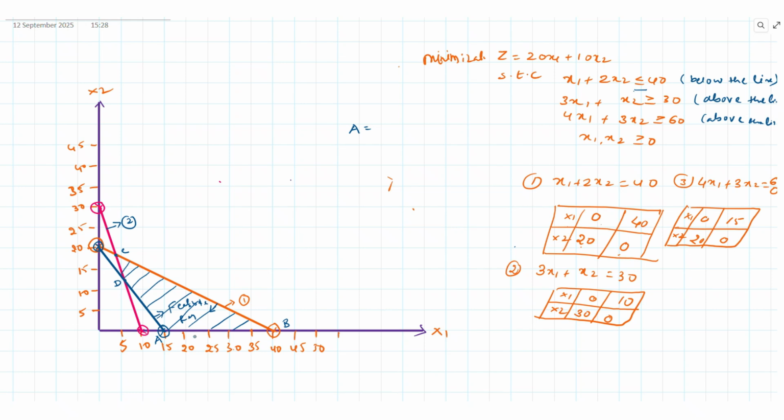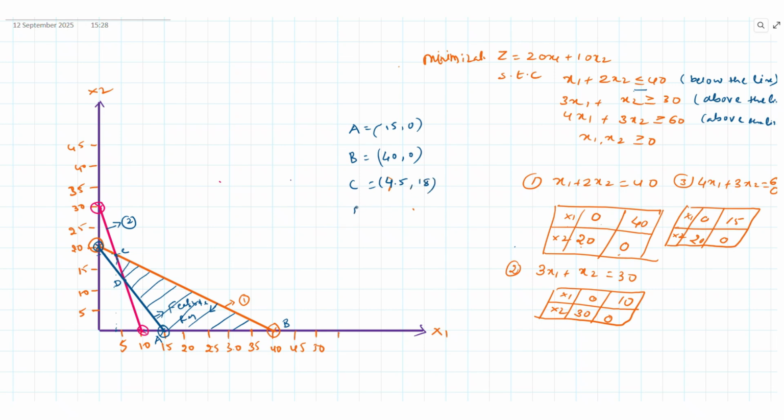For corner A, what are the coordinates? Along the x-axis, it is 15 comma 0. For B it is 40 comma 0. For C, we plot a perpendicular line to this one. Once we plot this perpendicular line, we get the exact position along the x-axis, which is nearly 4.5. I will take x1 as 4.5, and x2 here is around 18.